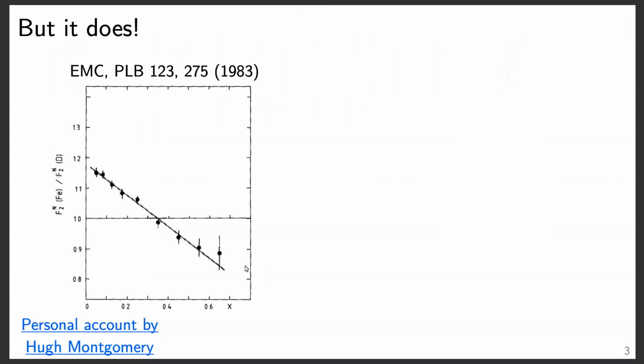And so this is the famous plot from the EMC collaboration showing the per nucleon structure function ratio of iron to deuterium deviates strongly from 1. Having done my PhD research on DIS and most of my postdoc work on DIS, I've given and heard countless talks on the EMC effect.